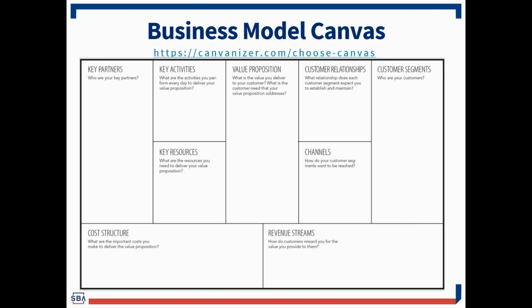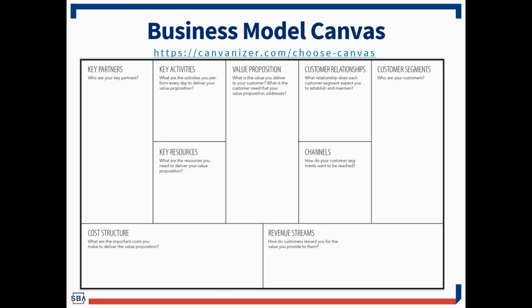Number four, your customer relationships. What relationships does each customer segment expect you to establish and maintain? How will we get and keep growing our customers? In my example, I'm going to make commitments around the quality and the freshness. I'm going to take orders and deliver them the next day. I am going to have amazing customer service and a 100% satisfaction guarantee. Those are the ways that I'm going to build and grow my customers.